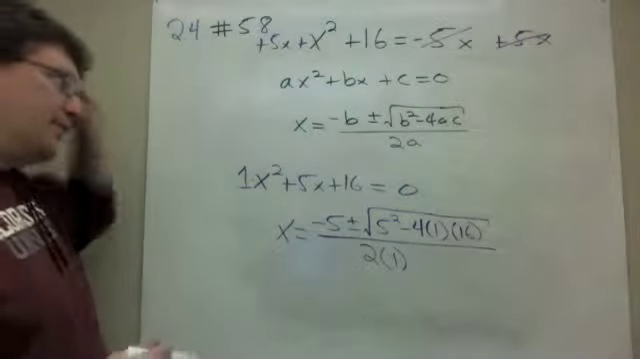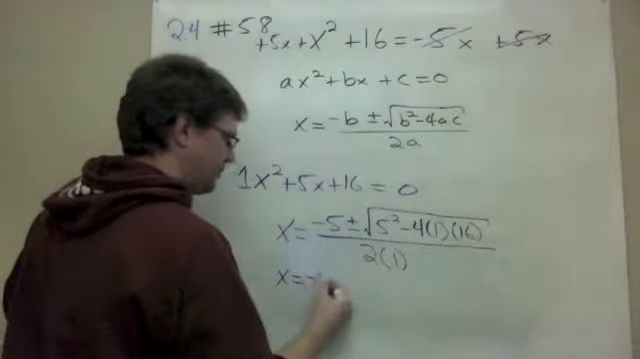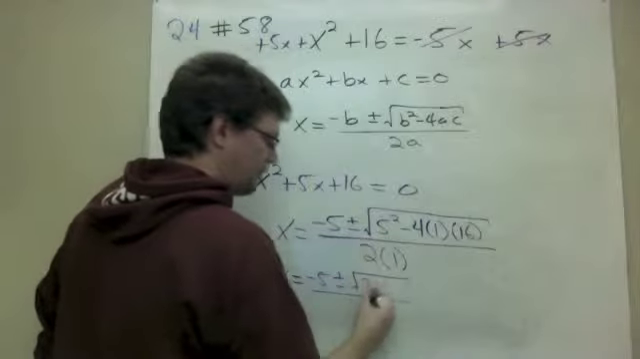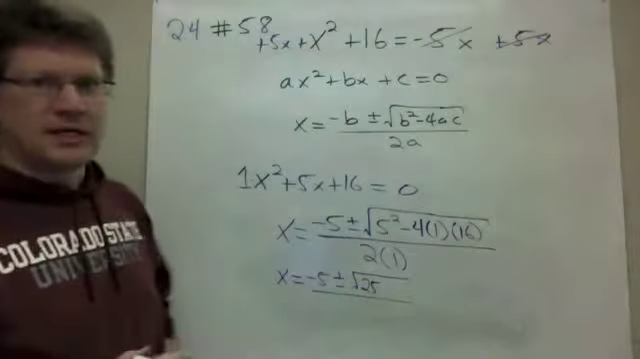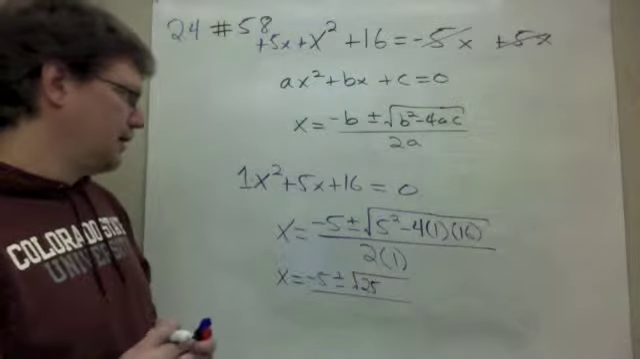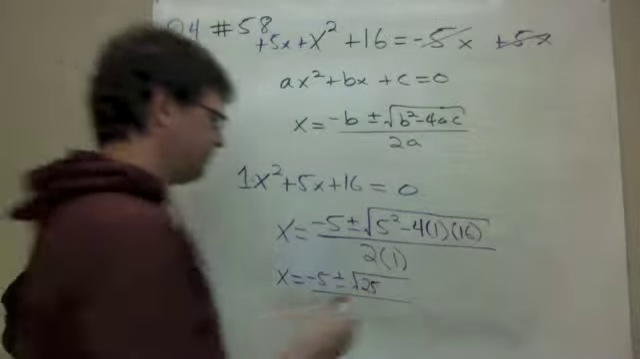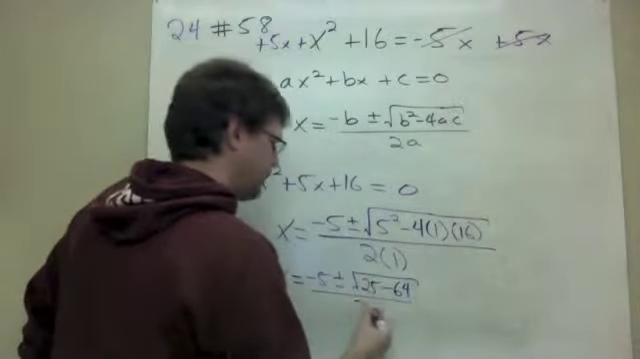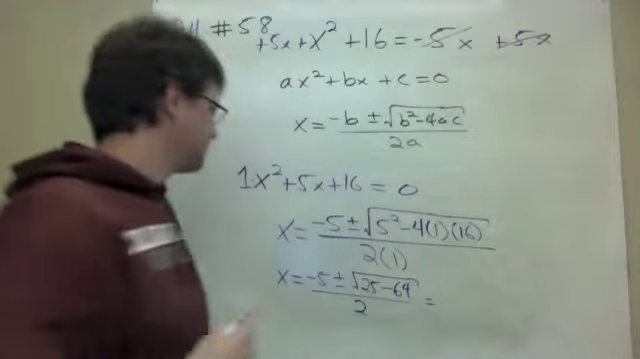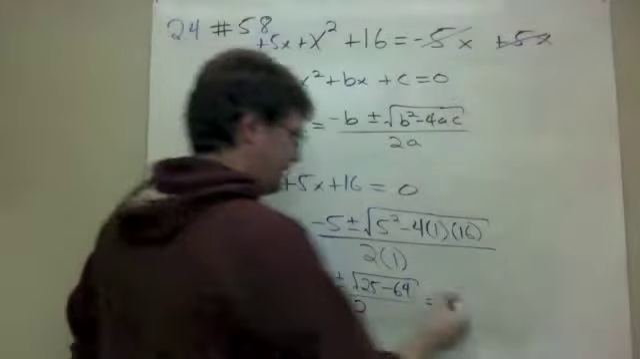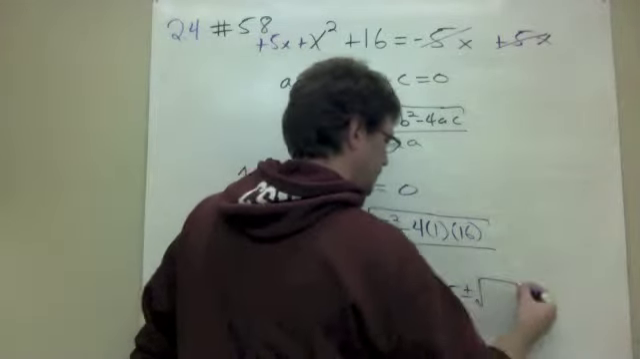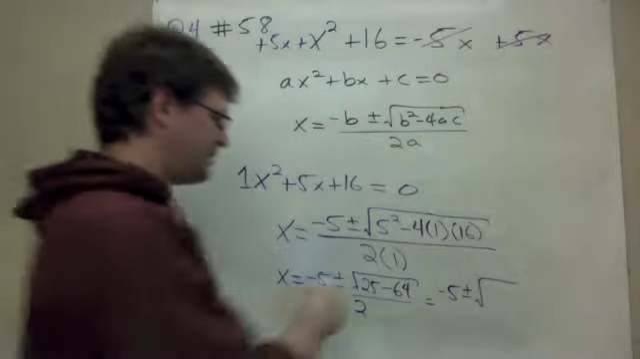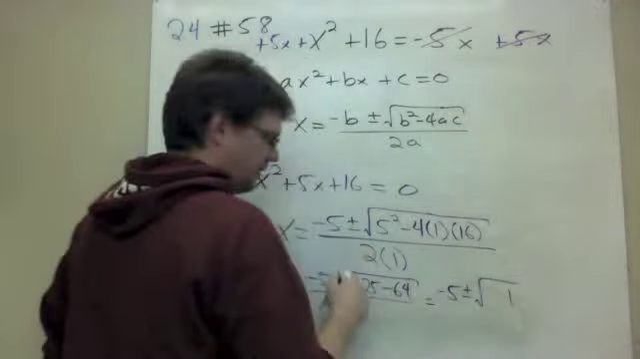Okay? Now, doing all this out, x is equal to minus 5 plus or minus square root of 5 squared is 25. 4 times 1 times 16 is 16 times 4, which is 64, all over 2 times 1. 2 times 1 is 2. All right, so minus 5 plus or minus the square root of 25 minus 64.